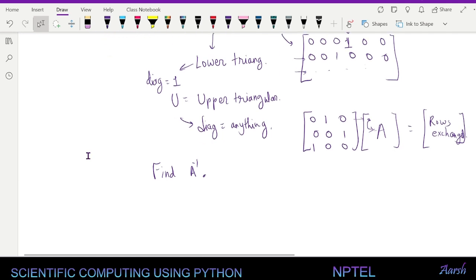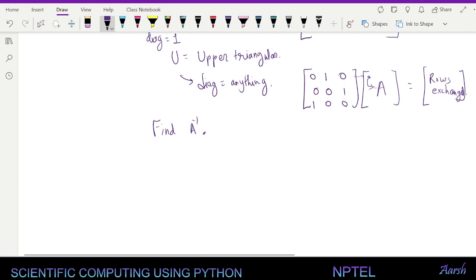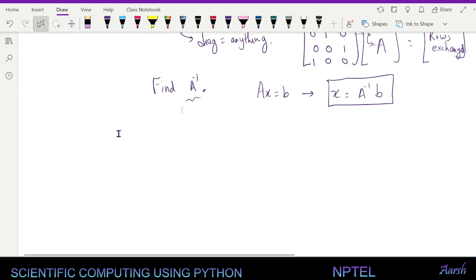And so once you have A inverse, you can do all sorts of things, right? For example, if you want to solve Ax = B, the solution is A inverse B. It's just a one step solution. It's just that finding A inverse itself is very difficult. So this is one way in which we can do it.